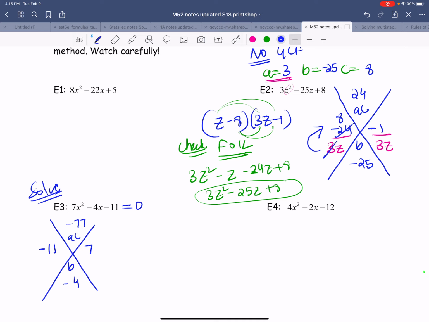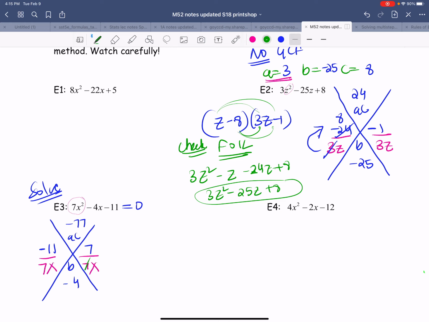11 should be negative because now they will multiply to negative 77 and they will add up to -4. Okay, bottoms up method. Let's see what's the first term. 7x squared. So here's the trick. Divide with the 7x on both sides.